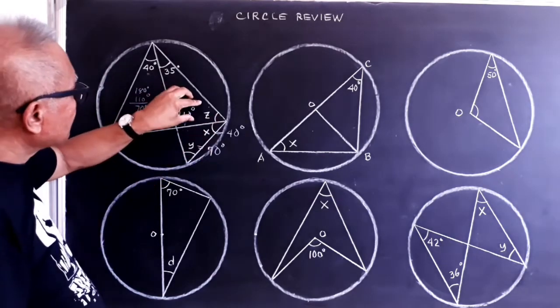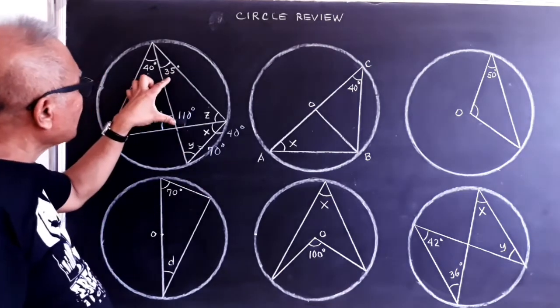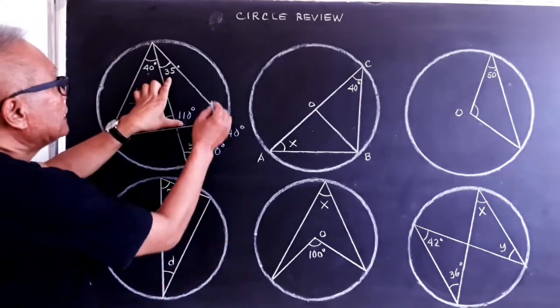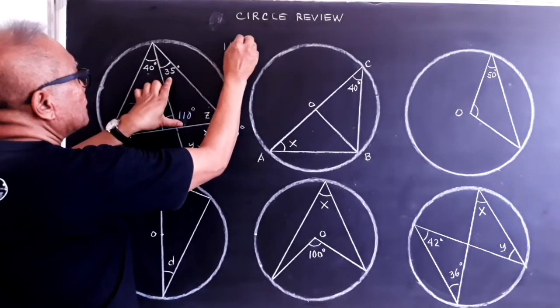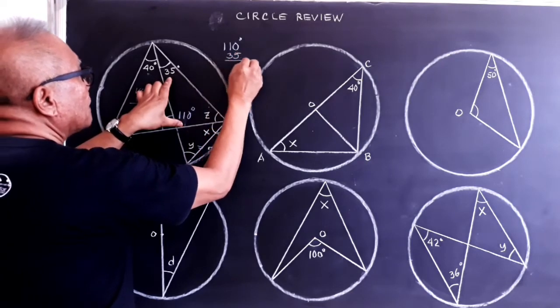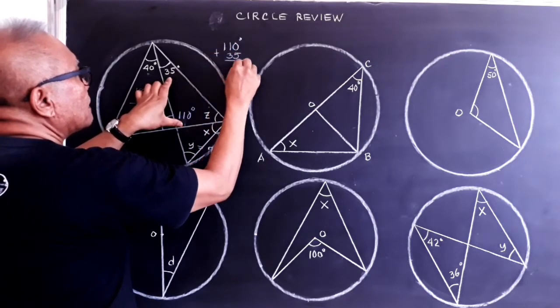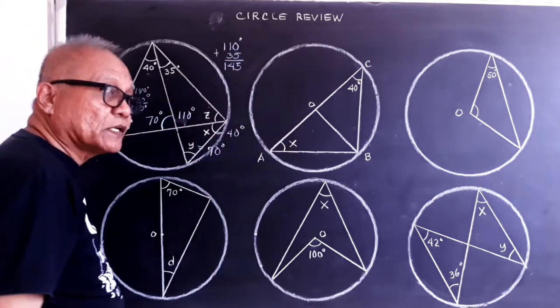Now, can you find the z now? Yes. This one is a triangle. The sum is 180 degrees. And we have the 35 and the 110. So let us add the 110 here and the 35 there. So we have 5 and then 4 and 145 degrees.